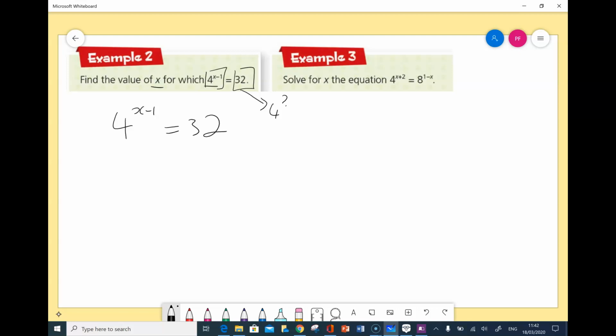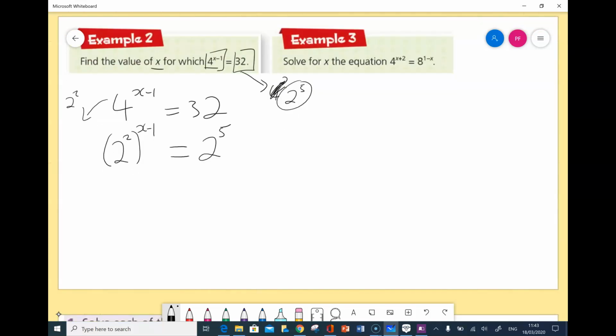So is there another number I could use? Well, I know that 4 is 2 squared. So could I write 32 as 2 to the power of something? Into our calculator: 2 squared is 4, 2 cubed is 8, 2 to the power of 4 is 16, 2 to the power of 5 is 32. Aha! So I could write both of them as powers of 2. 4 is 2 squared, but that's still to the power of x minus 1, and 32 is 2 to the power of 5.